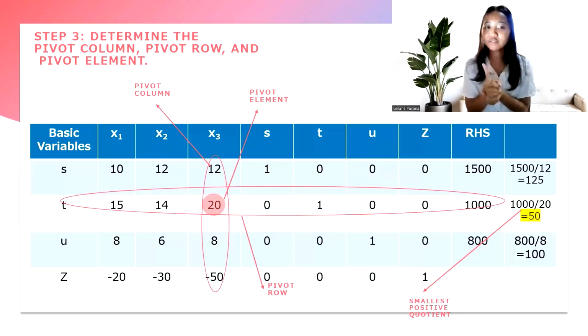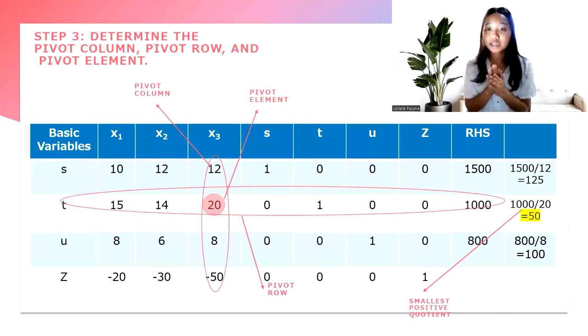So we now have our pivot column and the pivot row. How do we determine our pivot element? Our pivot element can be found where the pivot column and the pivot row intersect. As you can observe in our table, it is the number 20. So our 20 here is the pivot element. Now, one of the most important considerations for our pivot element is that it should always be equal to 1. As you can observe, 20 is not equal to 1.